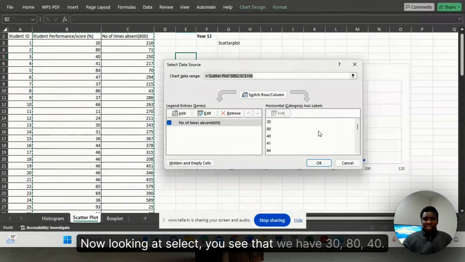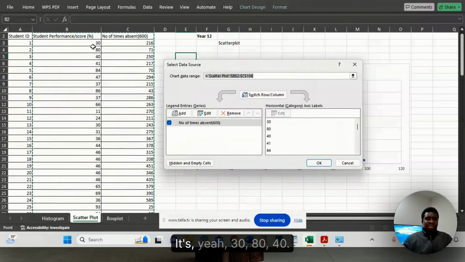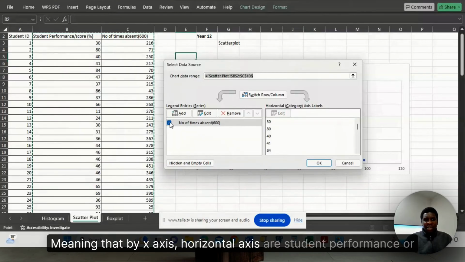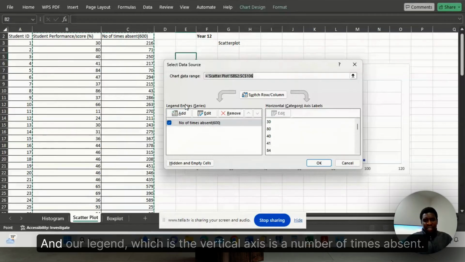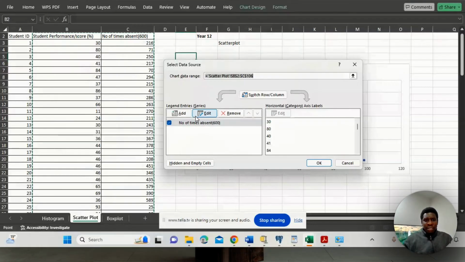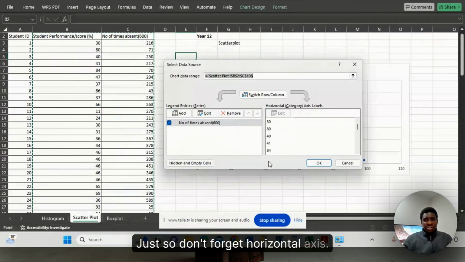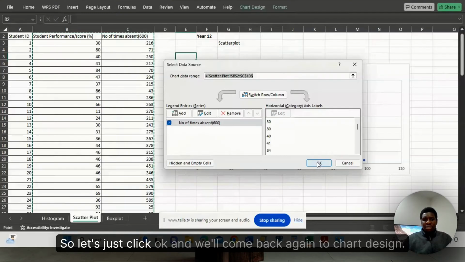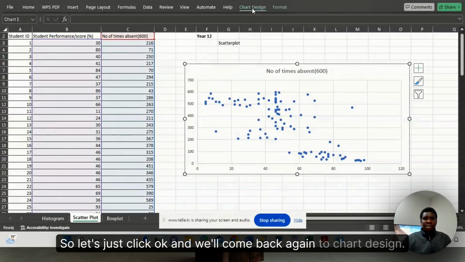Now looking at select data, you see that we have 30, 80, 40. This is student performance, and that's on the horizontal axis, meaning the x-axis is our student performance or score, right? And our legend, which is the vertical axis, is our number of times absent. Do we get that? Just so we don't forget, the horizontal axis, our x-axis, is our what? Student performance. So let's click OK, and we'll come back again to chart design.